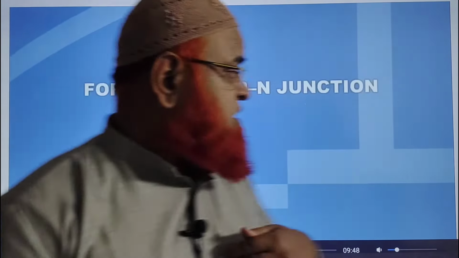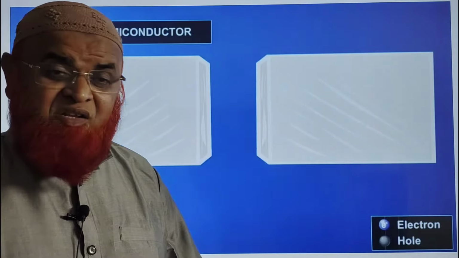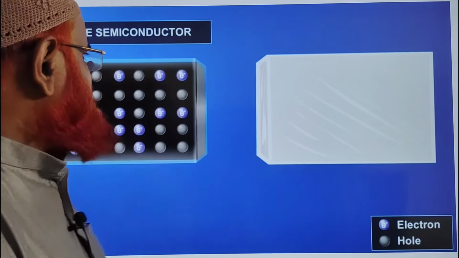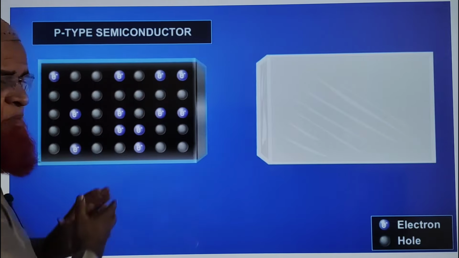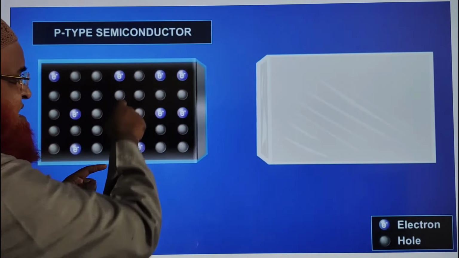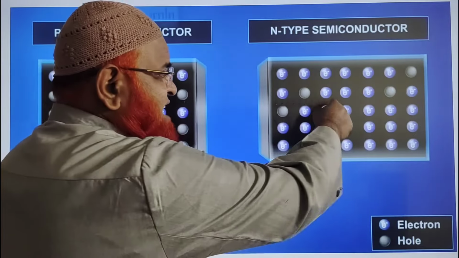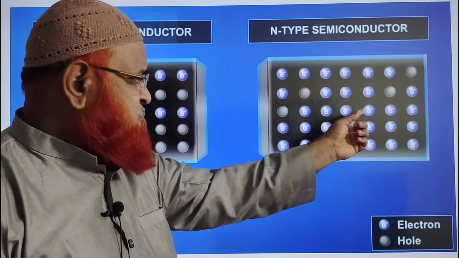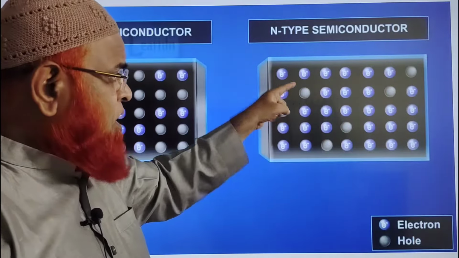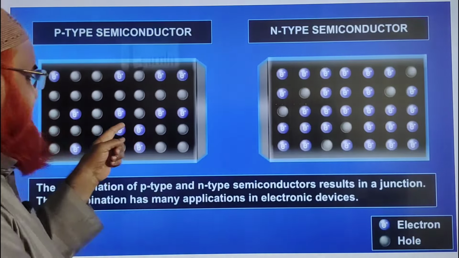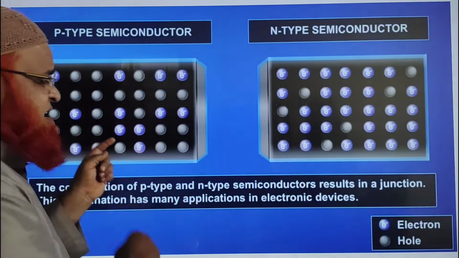My dear students, today I am going to discuss the junction, the PN junction diode. In this PN junction diode, you can see a p-type semiconductor in which holes are majority carriers, and an n-type semiconductor in which electrons are the majority carriers. Holes are minority carriers here, and electrons in blue color are minority carriers.